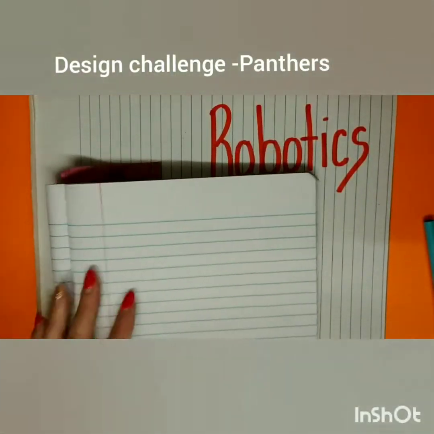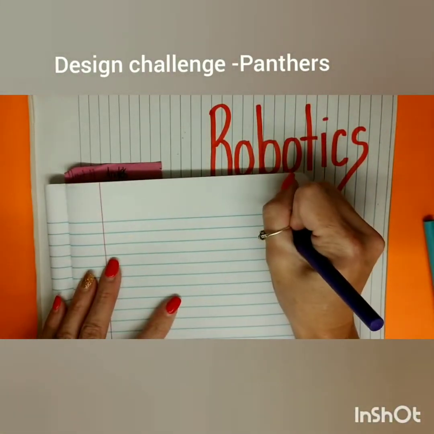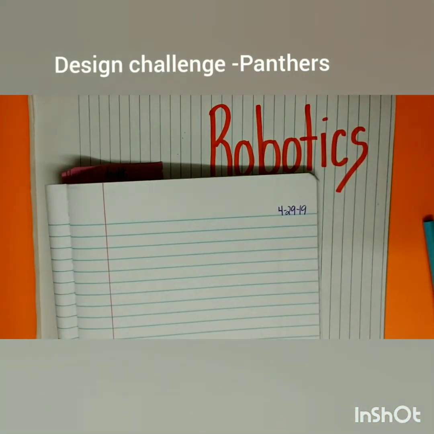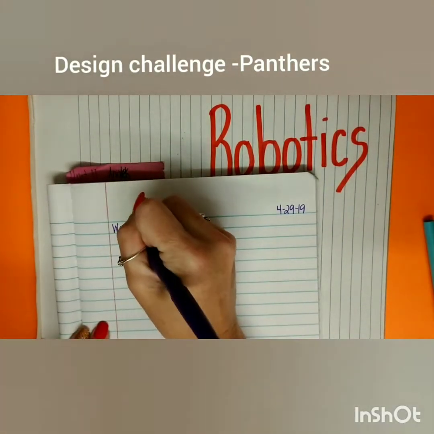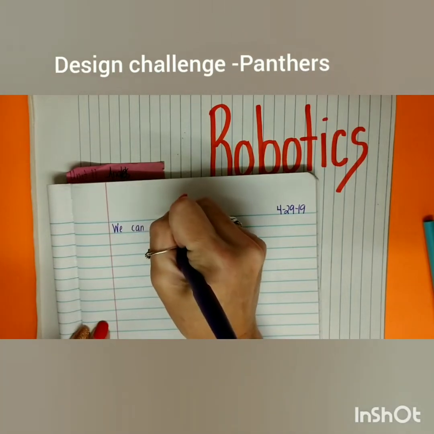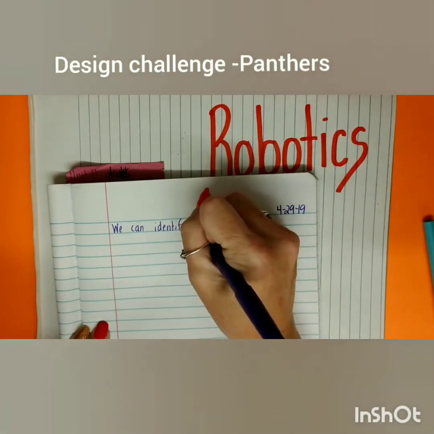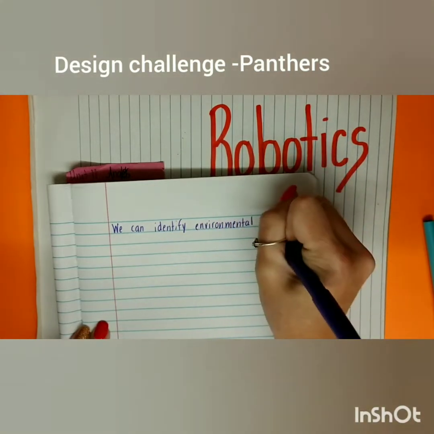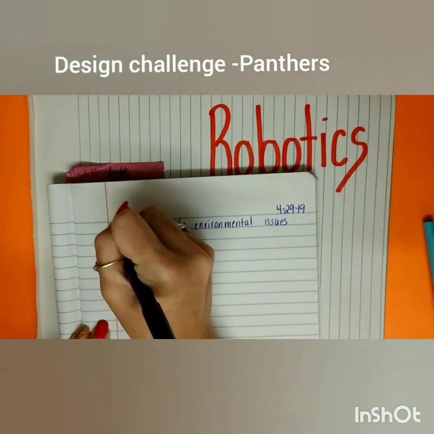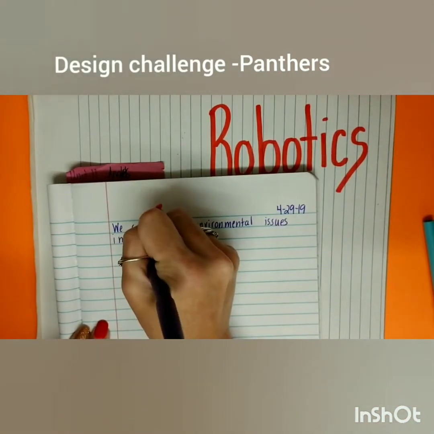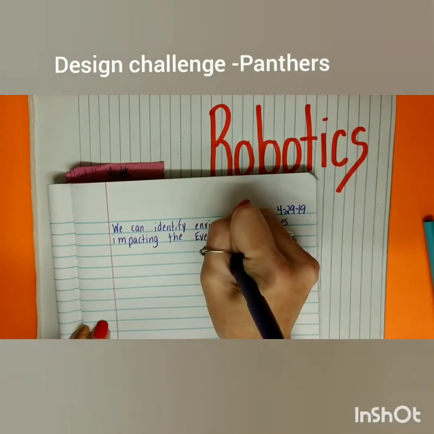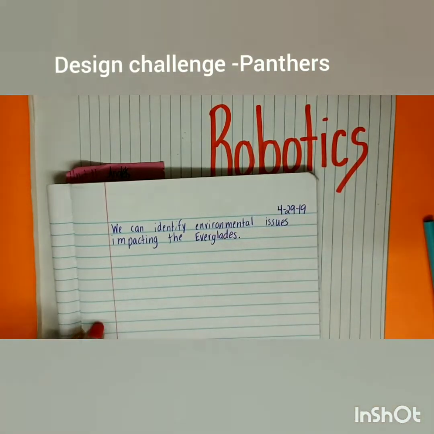And today's, let me go ahead and write our learning target. It's 4/29/19. And our learning target for today is we can identify environmental issues impacting the Everglades. All right, so that is our learning target.